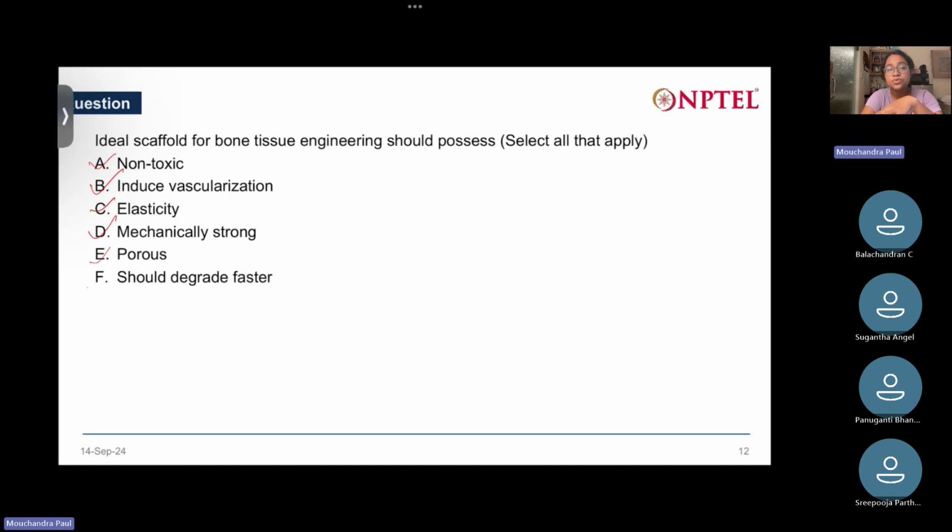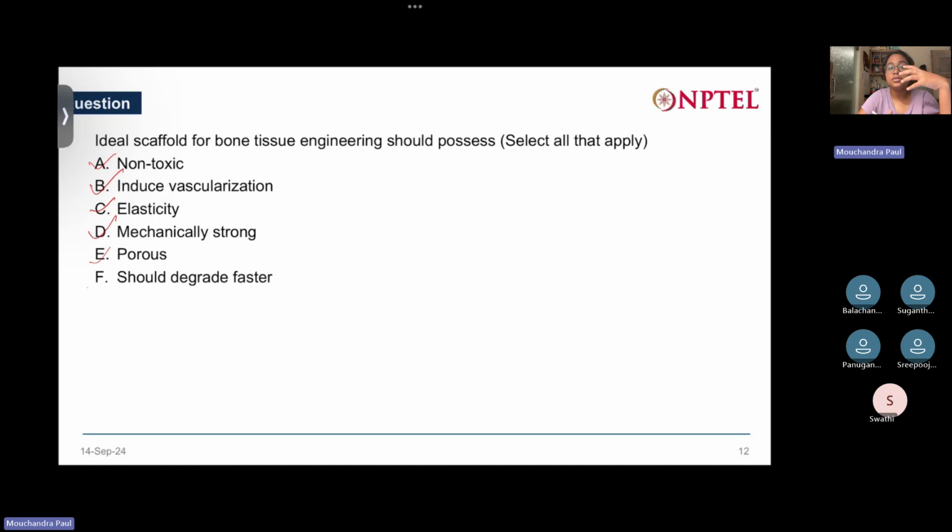Otherwise, if it degrades too fast, within that time the new collagen and hydroxyapatite will not be secreted in enough quantity, and the newly repaired bone will be mechanically weak and susceptible to future damage. Similarly, if it degrades very slowly, then what will happen? It will act as a foreign body, right? And over a long period of time, it can show some local and systemic immune responses.